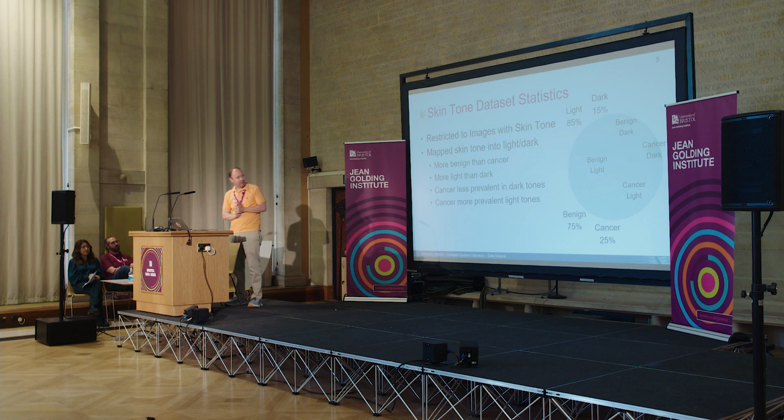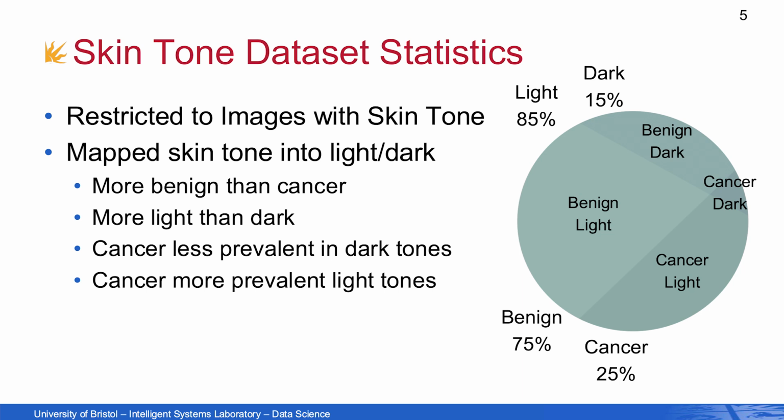The data set itself, the visual is quite lost, but the point is that in the data set of the 3,000 images that we had, 85% were actually of light skin. Very few actually were dark skin, and this certainly corresponds with other studies that we have seen.